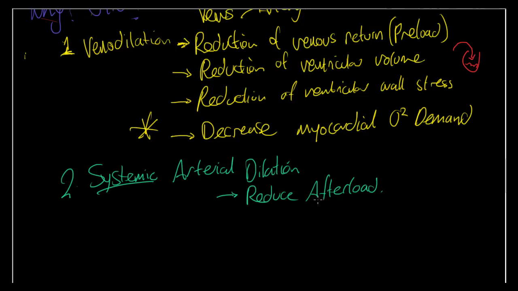Now, afterload is a measure of wall tension of the left ventricle during systole. This can enhance our cardiac output while at the same time reducing ventricular wall strength and oxygen demand. So this basically equals a reduction in BP, blood pressure, and a reduction in blood pressure results in lower O2 demand.